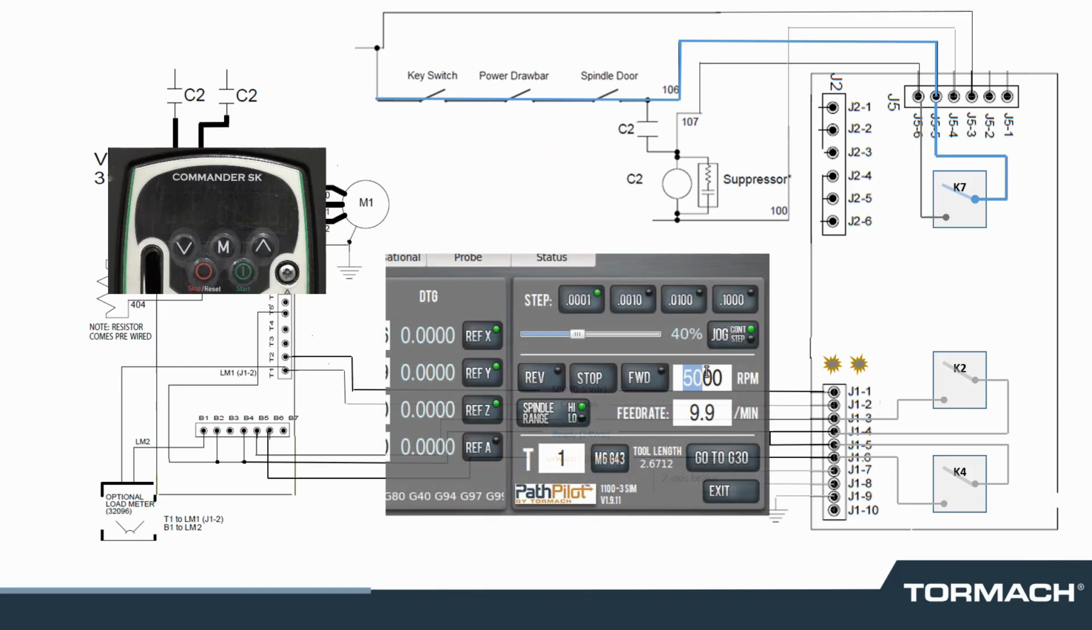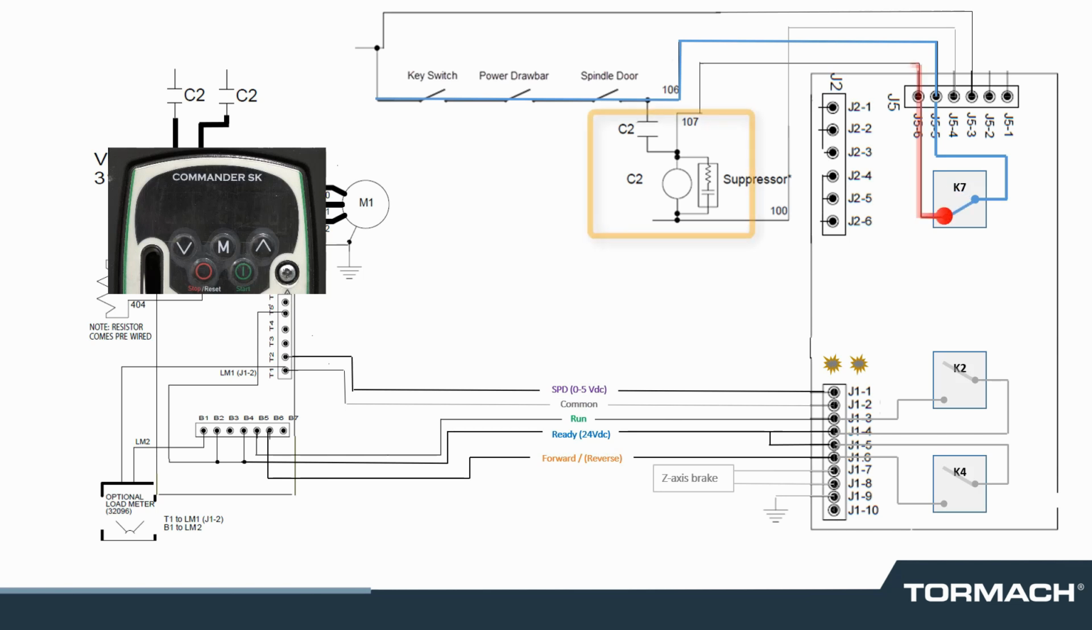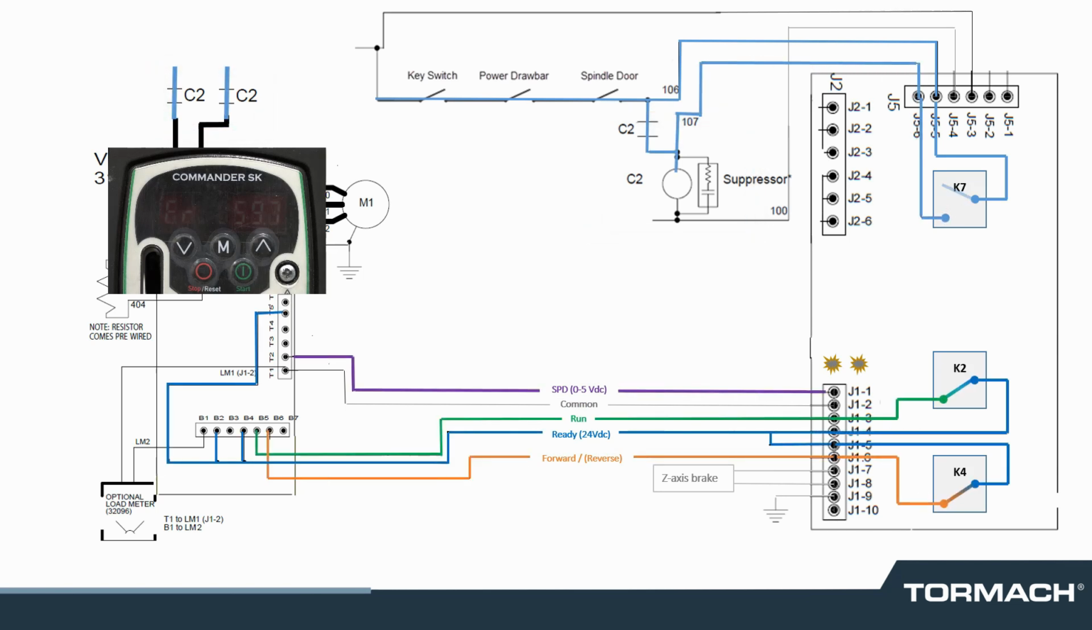To start the spindle in PathPilot, set the RPM to 1000 and click forward. The machine control board energizes the C2 contactor, which powers the VFD. The machine control board commands the spindle to rotate forward at 1000 RPM.